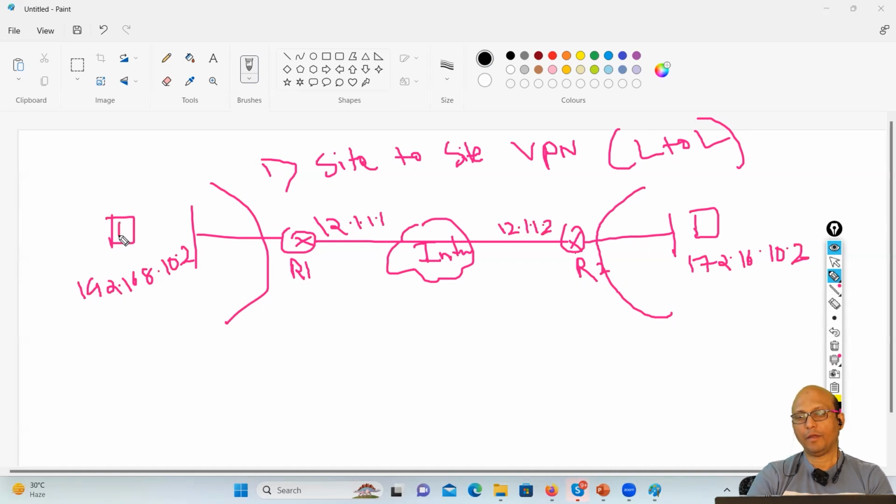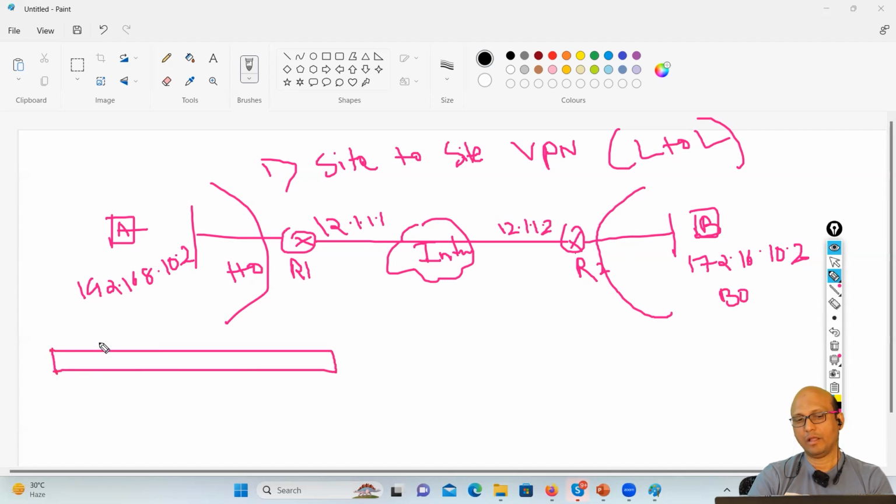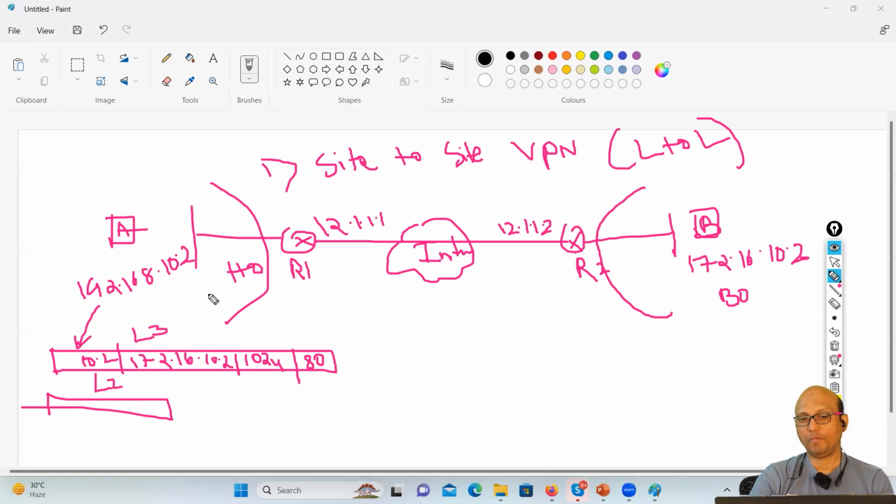Say for example, if machine A from head office wants to communicate with machine B in branch office, what will be the layer 3 packet? The layer 3 packet will be, source will be this IP address, that is 10.2. Destination will be 172.16.10.2. There will be some source port, and some destination port, since it is doing HTTP. Layer 2 information, that is the source MAC address and the MAC address of the router gateway.